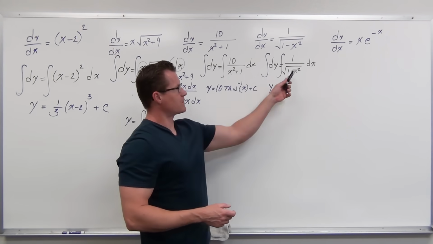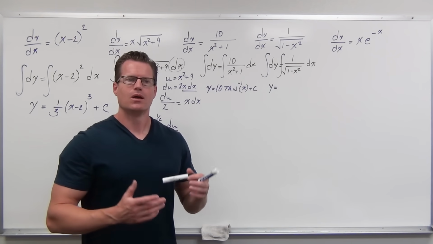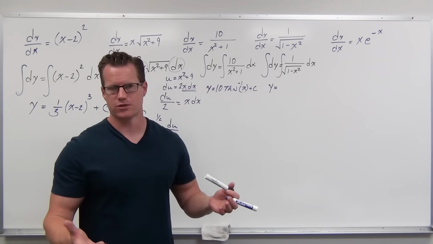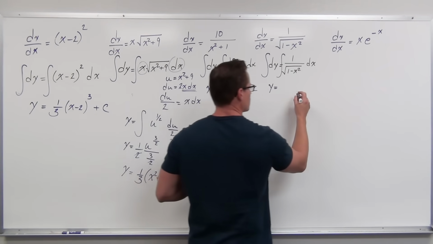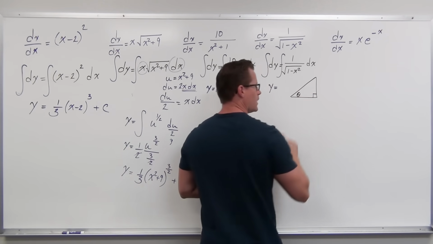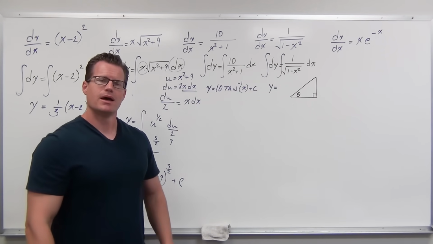So we look at this and go, that looks like a triangle. Look at that like a triangle, it's a square root. The math inside looks like a relationship between the sides of a right triangle. I always set up my triangles exactly the same orientation every single time.